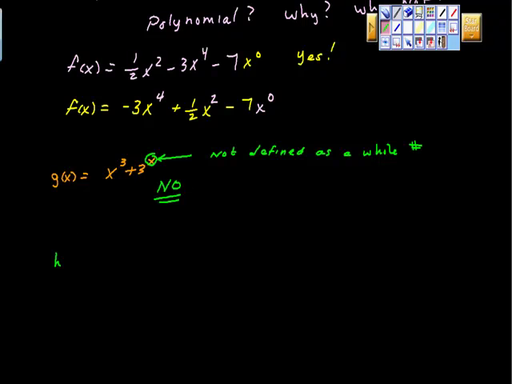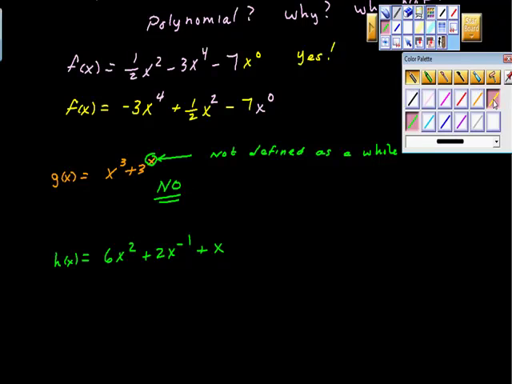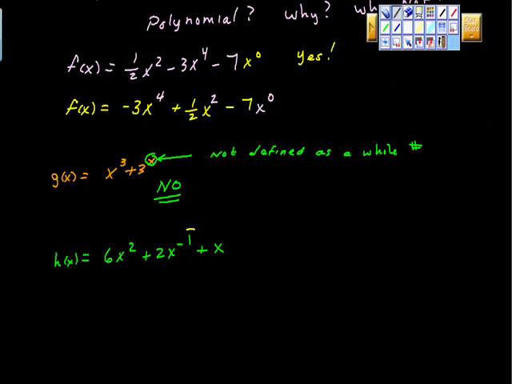What about this one? H of x, let's do this one quickly, is 6x squared plus 2x to the -1 plus x. Polynomial, yes or no? It's not. Why not? That's right. There's an exponent here. We're not saying it's because it's a negative exponent. It's because the exponent is not what? Not a whole number. All right? Let me stop for just a second.